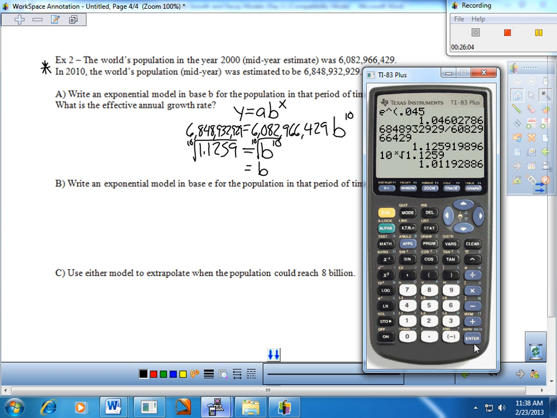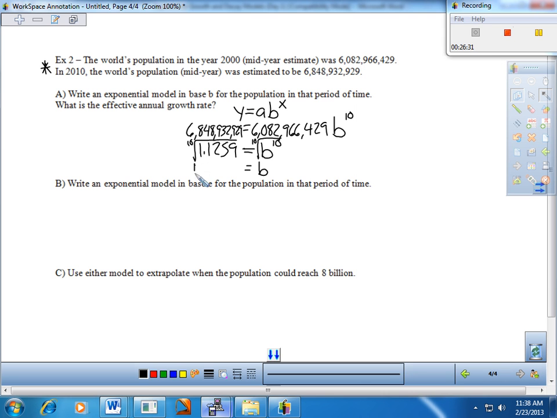So let's see what we have going. I've got 1.01193, and that's our growth rate. Wonderful. Let's write the model first. I'm sorry, I got ahead of myself. Let's go population in terms of time. So population is, starting it out for this model, 6,082,966,429 times 1.01193 raised to the t. What a great looking model that is. Nice.